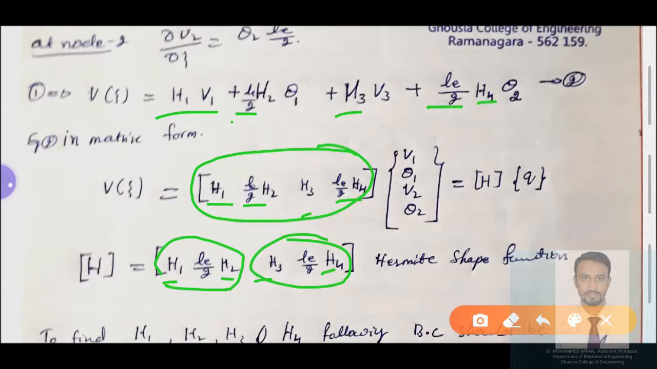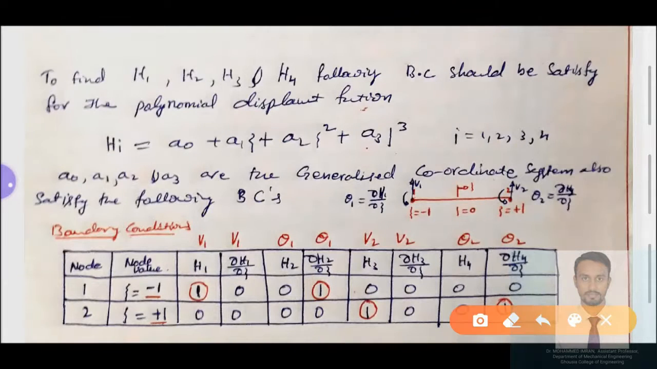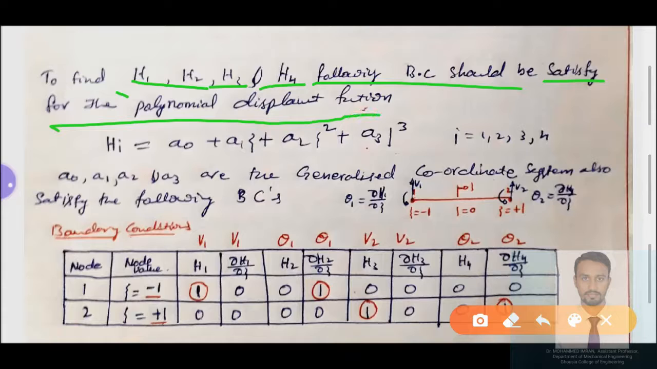With respect to the shape function, h2 we need to find. Similarly, at node number 2 we have h3 due to the vertical or transverse displacement at node number 2, and h4, the rotation which occurs at node number 2 in a beam element. To find h1, h2, h3, h4, the following boundary conditions should be satisfied for a polynomial displacement function for a Hermite shape function.